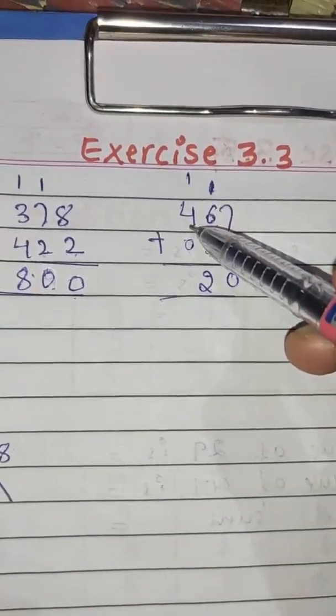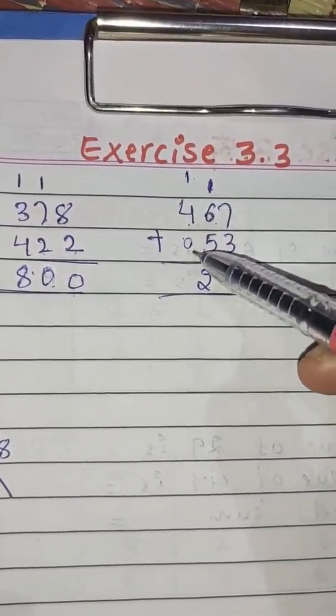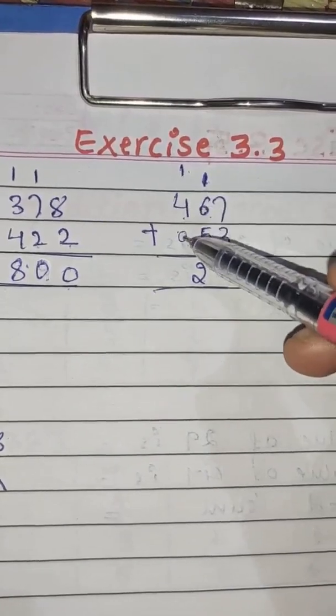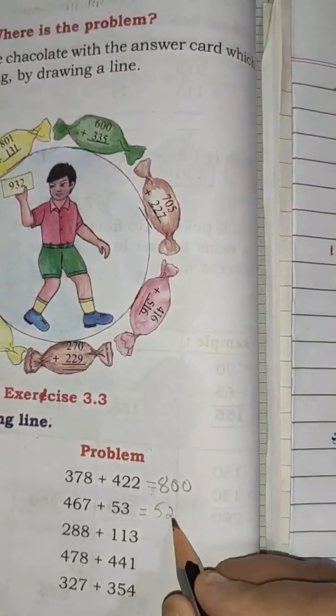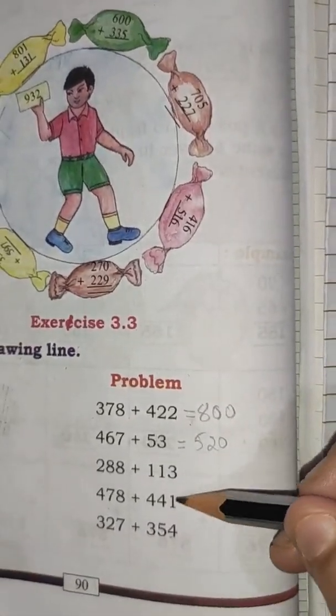1 plus 4 is 1 plus 4 plus 0. So 1 plus 4 is 5. 5 plus 0 is 5. So it is 520. So we'll write here 520. So in the same way you solve it.